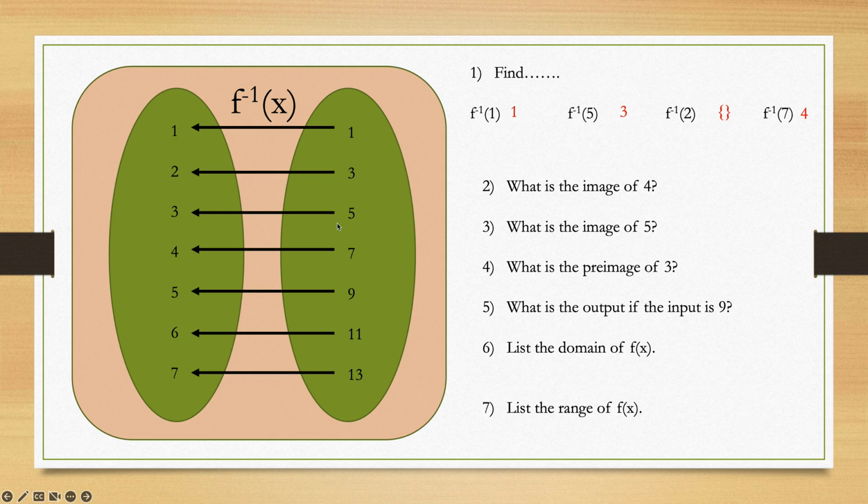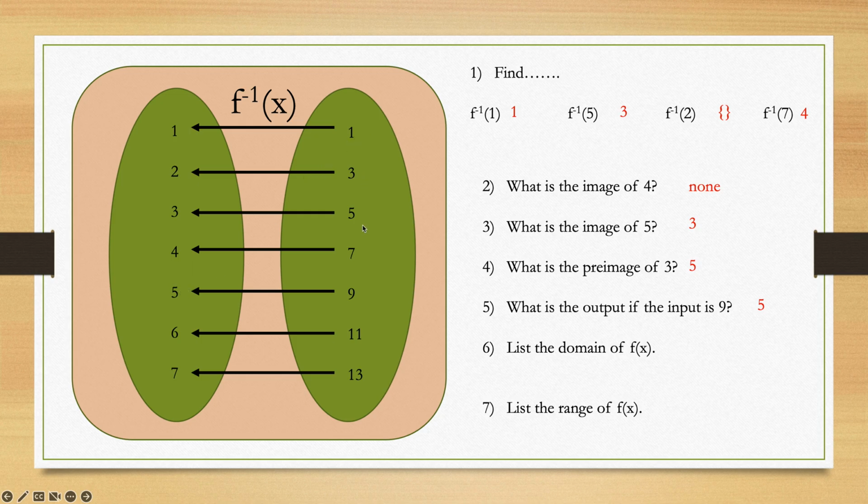Now remember, this is the inverse function. So with the inverse, we go right to left. So make sure you look at those things when you answer this. Okay, I assume your stop and start is done. What's the image of 4? There is none, right? There's no 4 on the right-hand side. What's the image of 5? It's 3. What's the pre-image of 3? Now we go over here and go backwards. That would be 5. What's the output if the input is 9? Remember, we're switching sides here for inverse functions. Input 9, output 5.